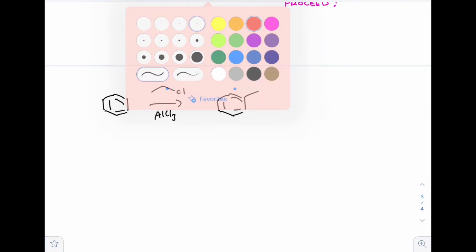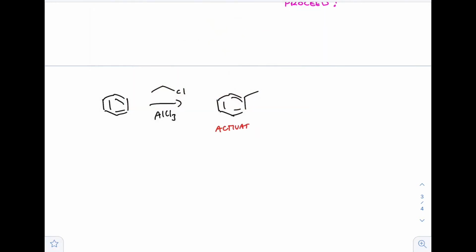All right, so let's take a look at another thing. We've got benzene, right? We've got our alkyl halide, right? Just the chloroethane with our aluminum chloride. Now, let's say we add our alkyl group, right? Let's just say we did it once. It makes it activated, right? Because what's a more activated benzene ring? One with an R group on it or just a benzene ring?